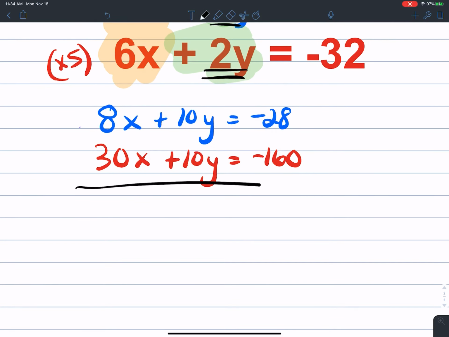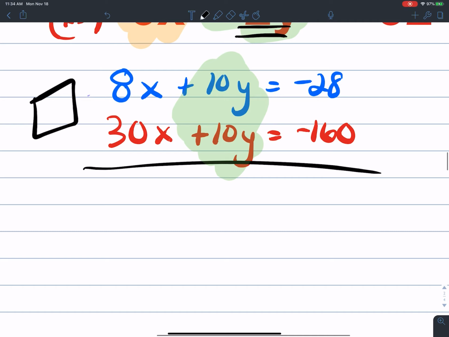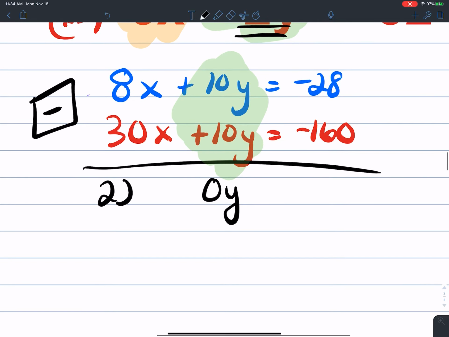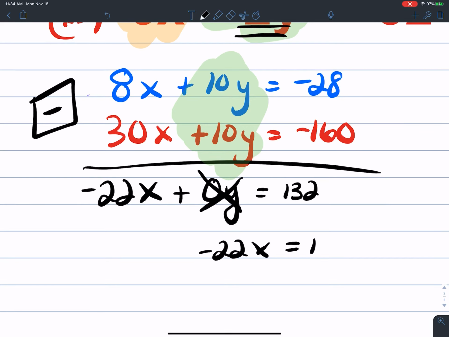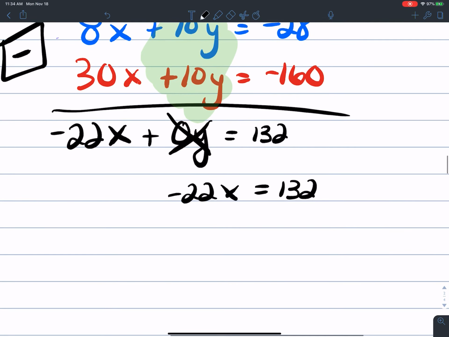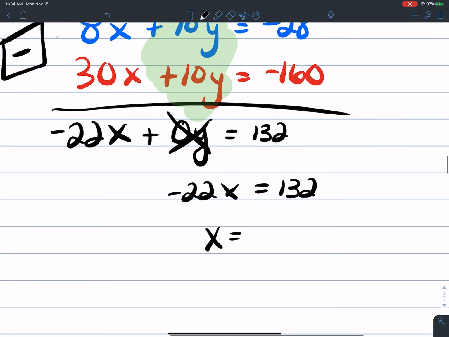So now, after setting up my problem, I can now notice that the y's have the same coefficient. So I'd ask myself, what would I do with 10y and 10y to create 0y's? Well, I would subtract them. So I'm going to subtract all the like terms. So 8x minus 30x is negative 22x. Negative 28 minus negative 160. And again, if we need a calculator, which I'm using just to verify I'm right, it's okay if you need that, but that is 132. So if I get rid of the y's because there's none there, I now have an equation that only has one variable in it. And if I divide by negative 22, I see that x is equal to negative 6.